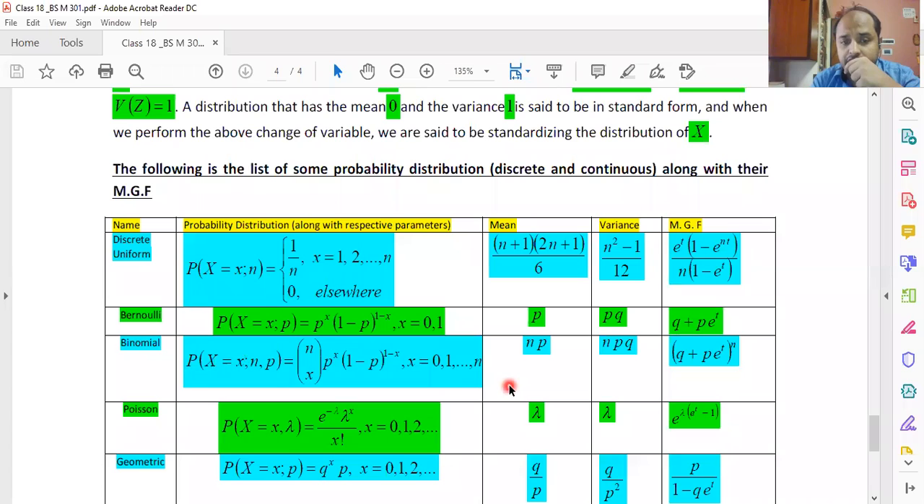In the binomial distribution, the expression is getting multiplied by nCx.